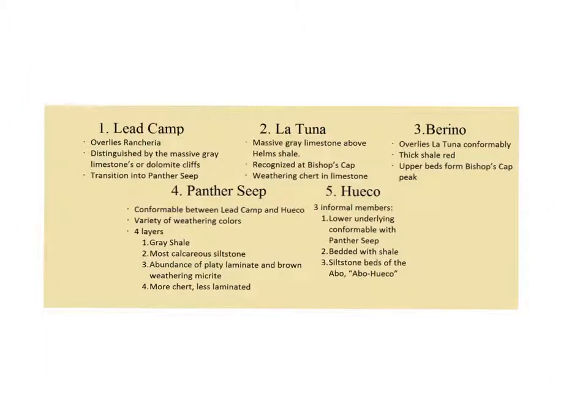The first one is going to be Lead Camp, which is going to be the oldest of the 7. It overlies the Rancheria and is distinguished by massive gray limestone or dolomite cliffs. This one also transitions into the Panther Seep.